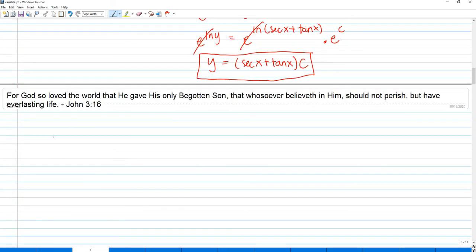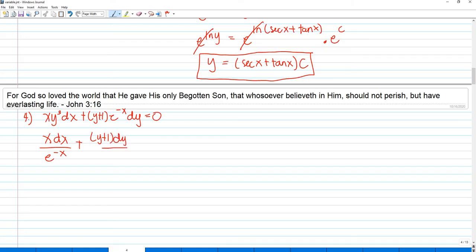Okay, for number 4, let's try another one. So for number 4, we have x y cubed dx plus y plus 1, multiplied by e raised to negative x dy equals 0. So first, we can rewrite this, separate x dx and y in terms of dy. So we have x dx all over e raised to negative x plus y plus 1 dy all over y cubed equals 0.